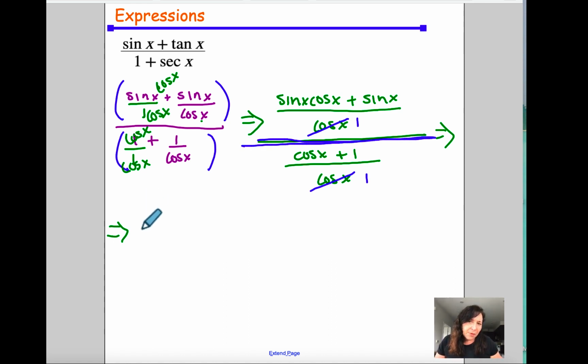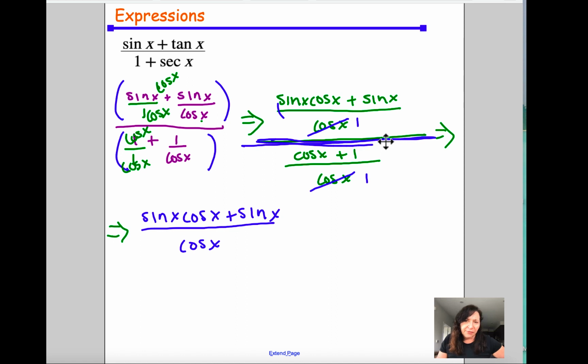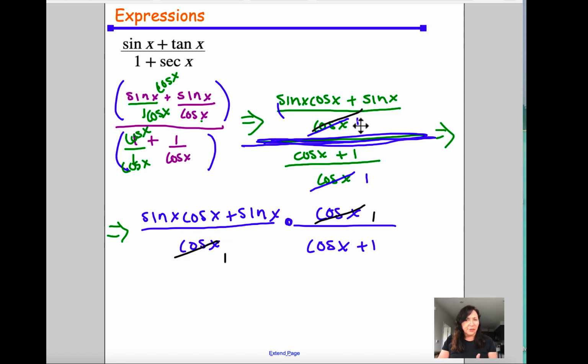So that's saying sine of x cosine of x plus sine of x, divided by cosine of x. See that? That's this top part. And then this division here is actually multiplying by the reciprocal, which is cosine of x over cosine of x plus 1. And so this right here does cancel. And so you could cancel it here as long as you see that that's what's happening when you multiply by the reciprocal.